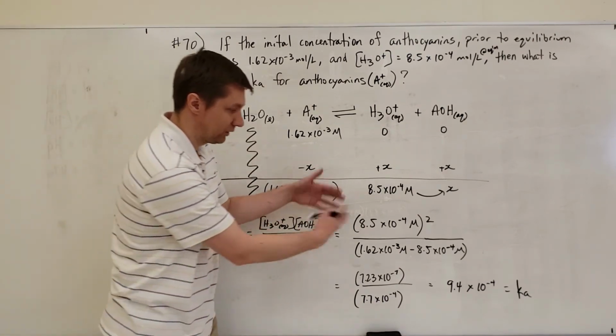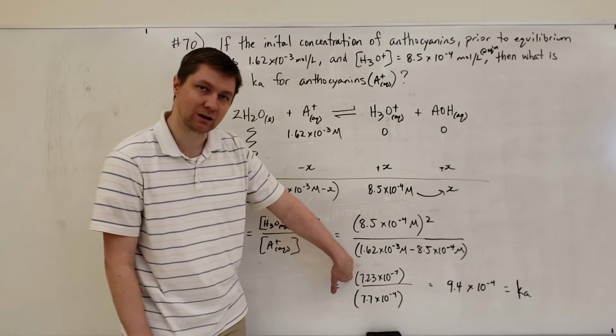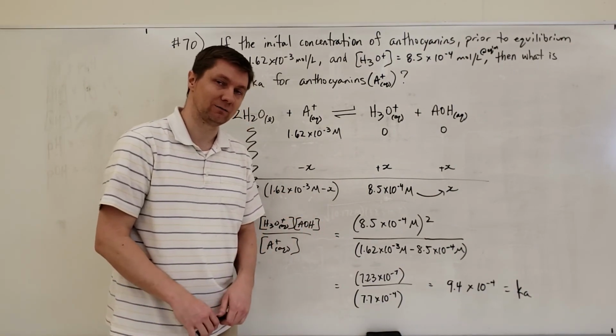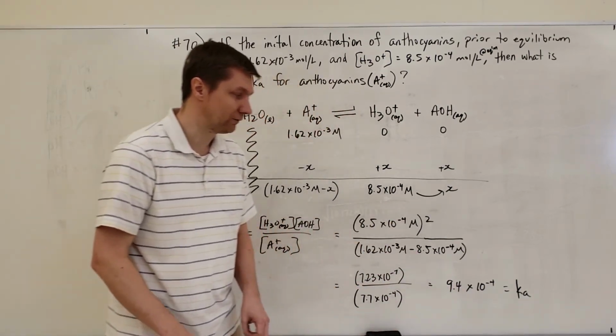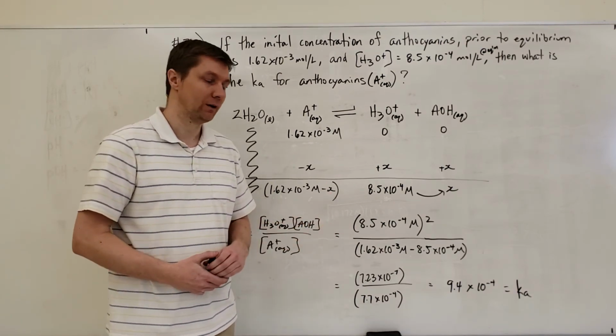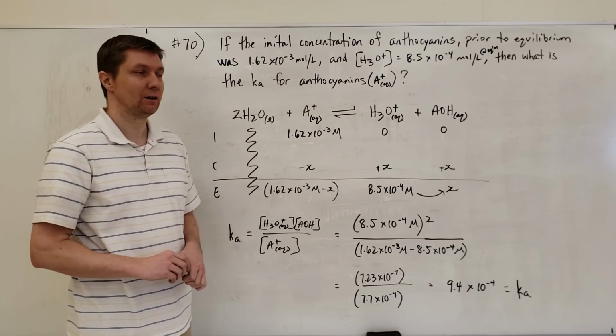And so I plug this into my calculator. I should get this number on the top, 7.23 times 10 to the negative 7, divided by 7.7 times 10 to the negative 4 on the bottom. And I plug that in, and I should get 9.4 times 10 to the negative 4 as my Ka value. So that's how you can calculate Ka for examples like this.